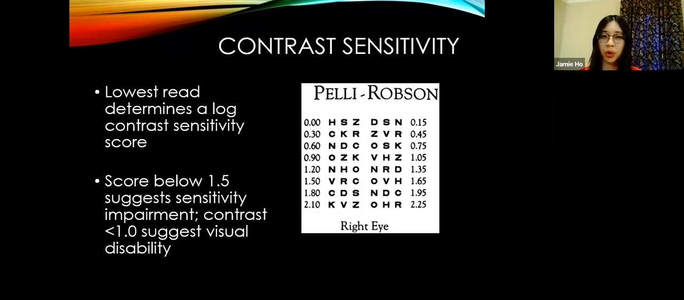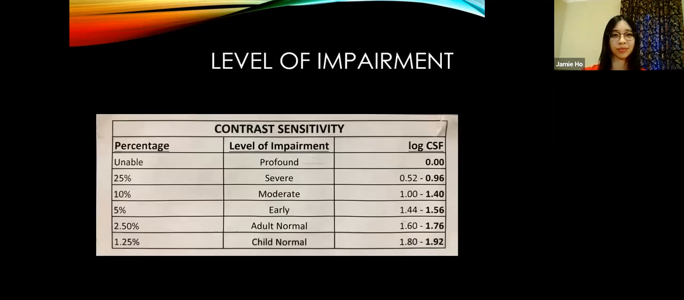A score of 2.0 for contrast sensitivity is considered normal. If you're below 1.5, we suggest that there's some sensitivity impairment. If contrast sensitivity is under 1, this is actually considered a visual disability. In my office, we test left eye, right eye, and then both eyes. That's a little chart for your reference of the log contrast sensitivity function, which is what CSF stands for. In children, it's a little bit lower. Sometimes it depends on their attention.